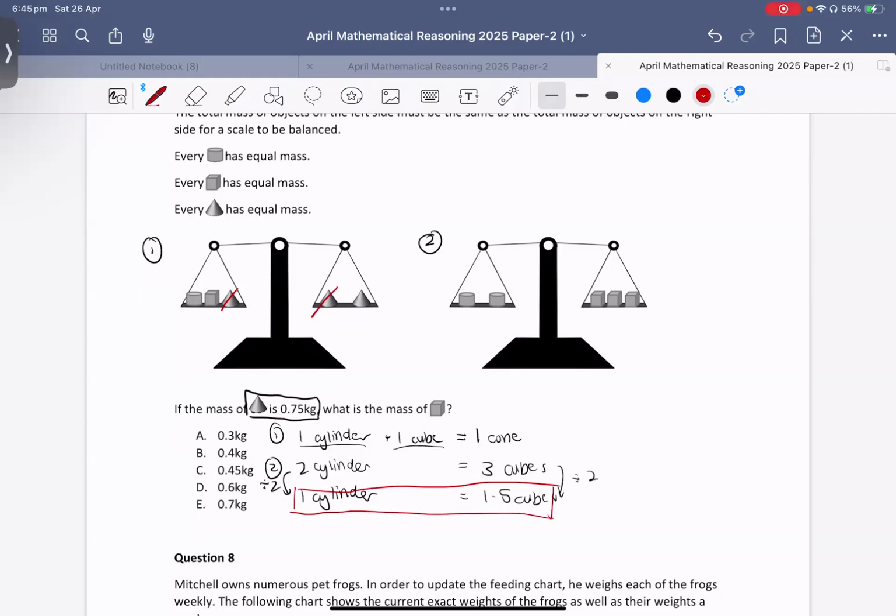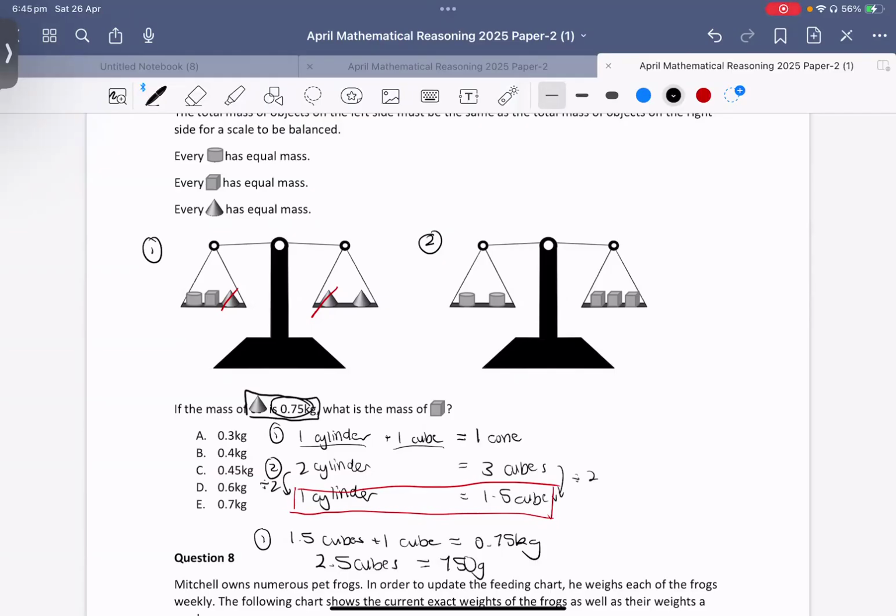Why I'm doing that is whenever we have an equation where there are two things we don't know, it's really hard to solve. But if we only have one thing we don't know, things are a little bit easier. So if you have a look here, equation one becomes 1.5 cubes, because I'm substituting the cylinders, plus 1 cube equals 1 cone, right? And we know that one cone is 0.75 kilograms. So let's write that in. So now this means that 2.5 cubes equals 750 grams, right?